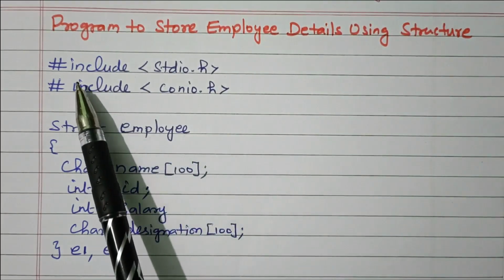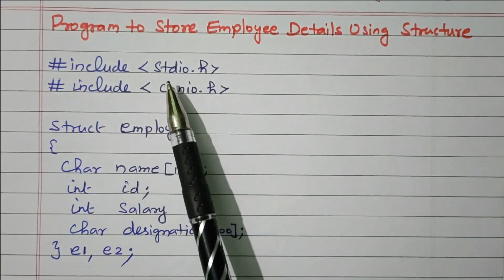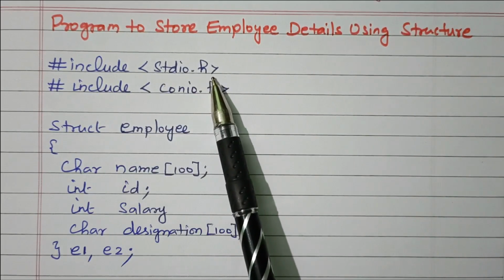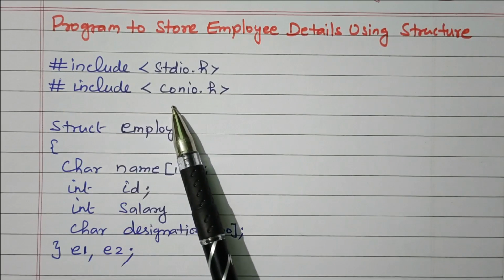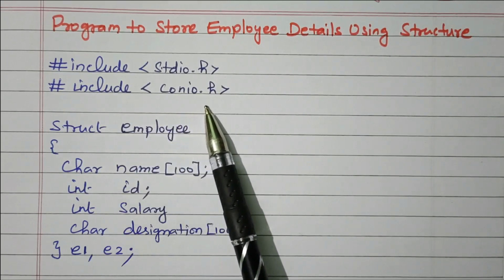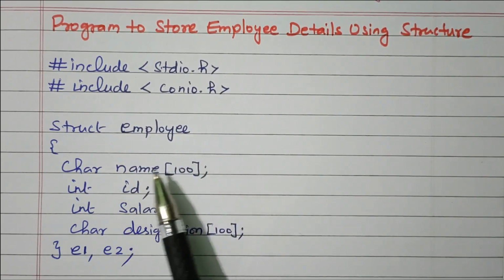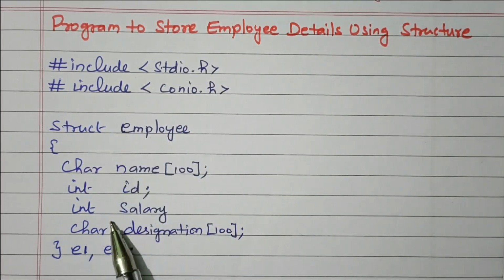First we will include the header files. #include <stdio.h>, the standard input output header file, used for printf and scanf. #include <conio.h>, the console input output header file, used for clrscr and getch. Now before starting the main program, we will define the structure. This is the definition of the structure.